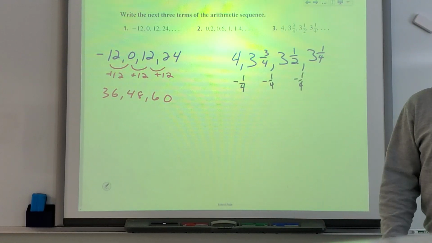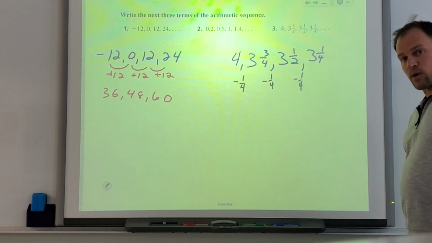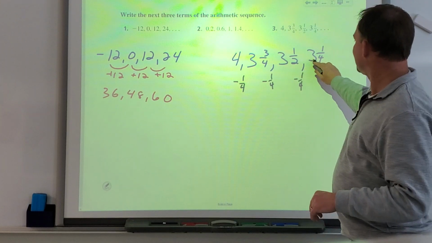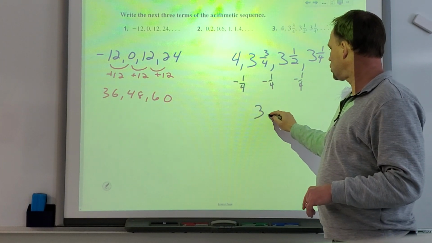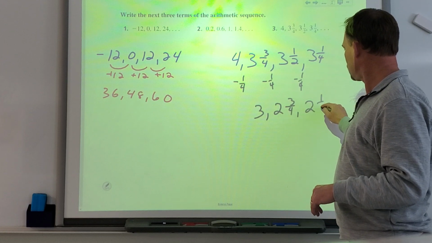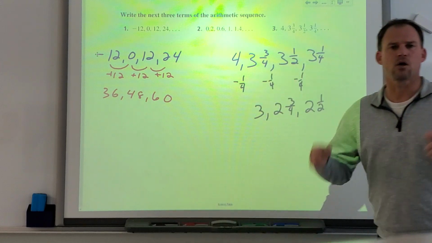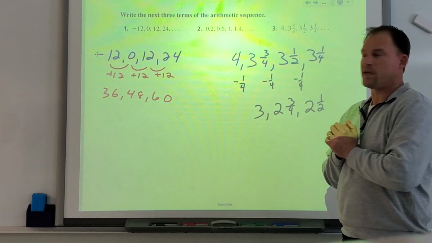So again, if you're good with fractions, you can knock this out pretty quick. If you're not, grab a calculator and get it worked out. Goes down 1/4 is 3, 2 3/4, 2 1/2. All right, so it's going down 1/4 every time.